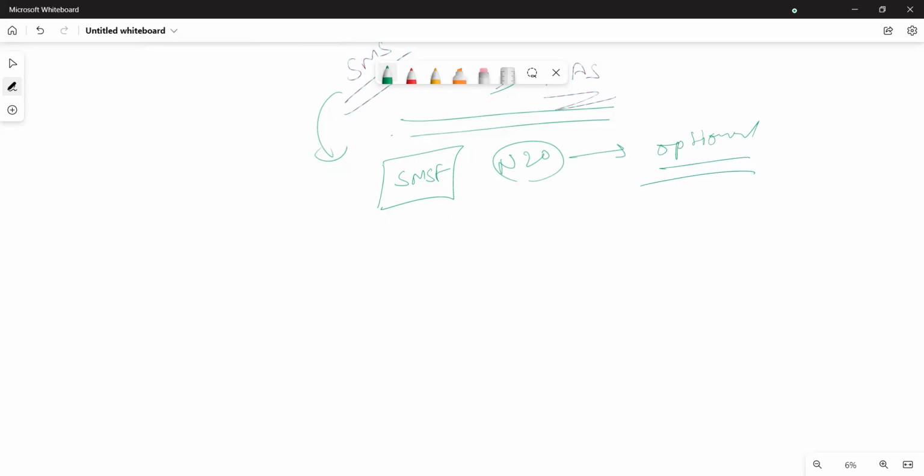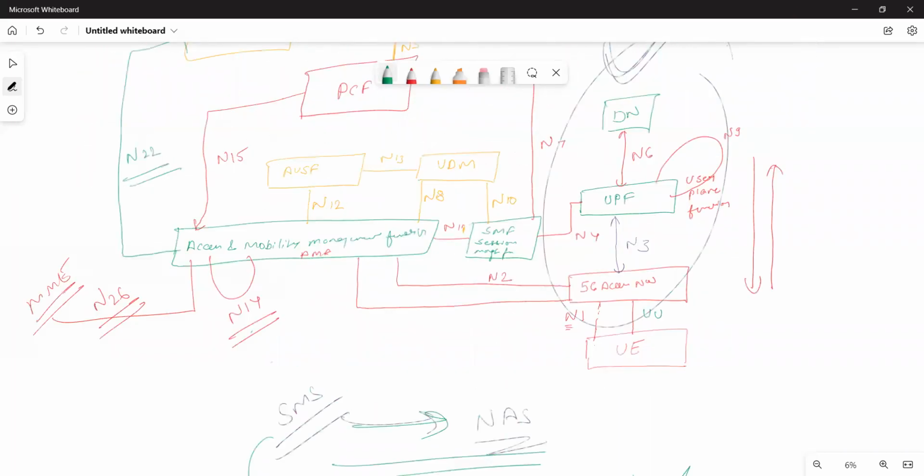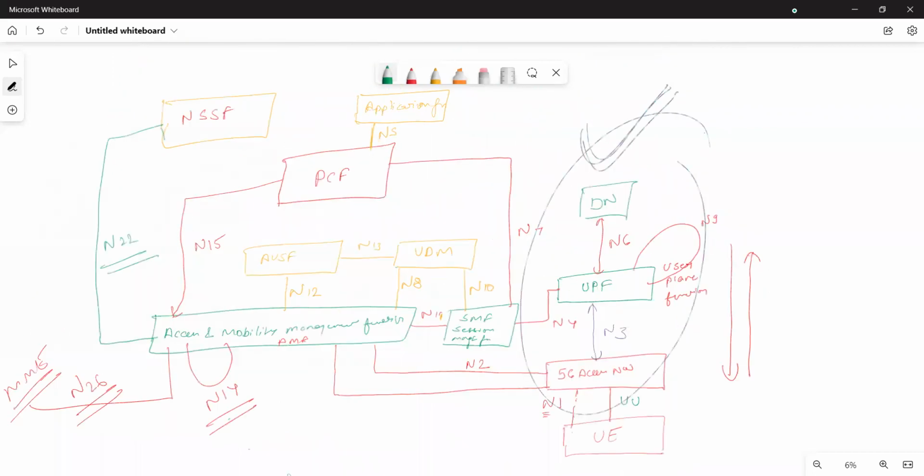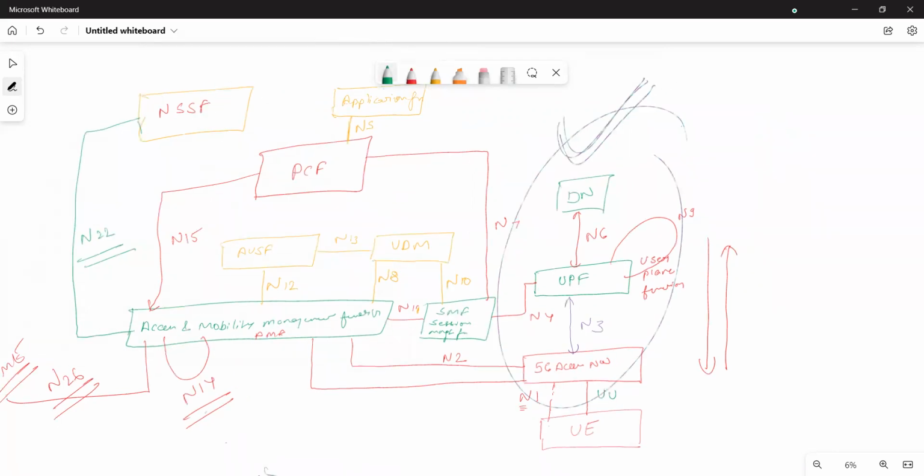So basically this point-to-point architecture which we just saw, this network element, we have different interfaces like N1, N2, N3, right? Basically these interfaces are known as reference points. And these are mentioned in the 3GPP specification TS 23.501, right?